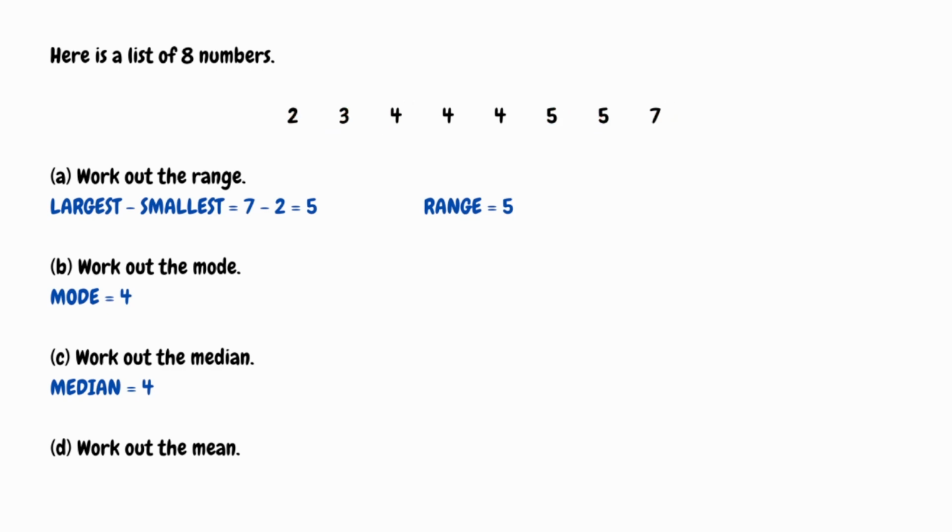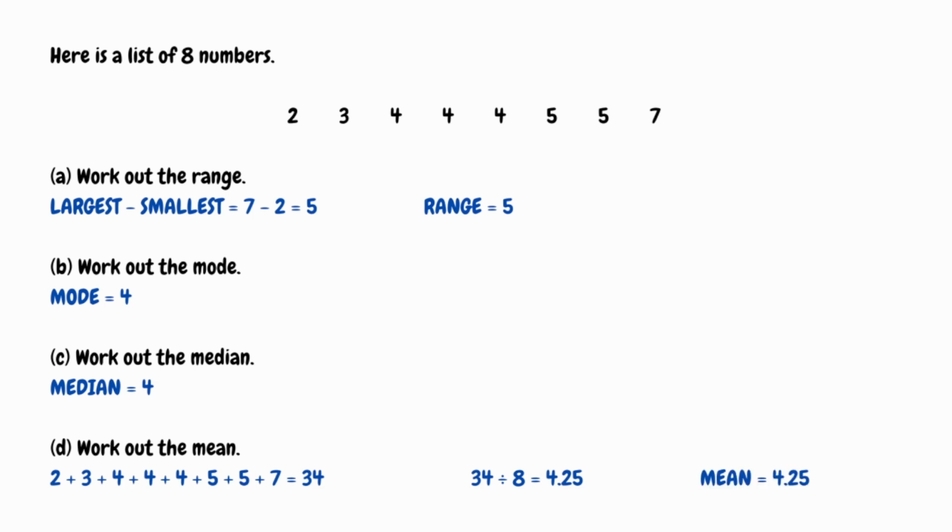And then for the final part, to work out the mean of a set of numbers, we simply have to add all the numbers together and then divide by how many numbers we've added. So if we add all the numbers in our list, that's going to give us 34. We then take that 34 and we're going to divide it by how many numbers we've got, which is 8. And if we do that, 34 divided by 8 gives us 4.25. So our mean for this set of numbers is just 4.25.